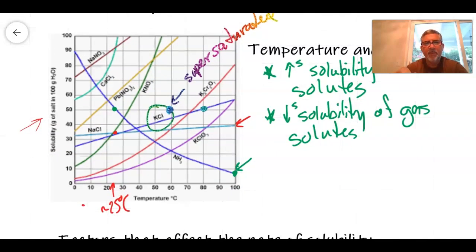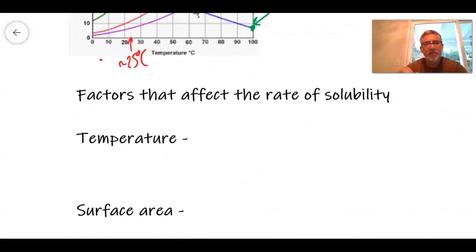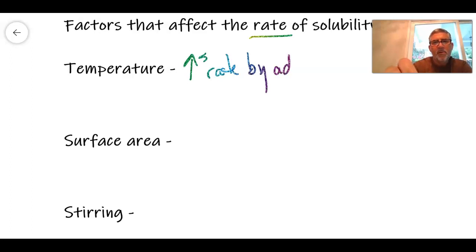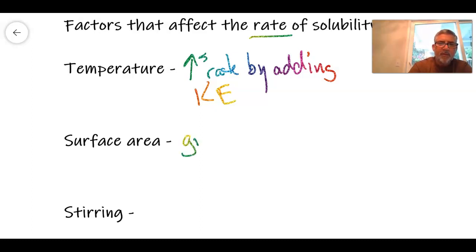All right, so for your lab, a couple other things that you need to know about. Factors that affect the rate. Remember, rate right here is how fast something happens. So temperature, and we'll give you these generalizations for solid solutes. Temperature increases rate by adding kinetic energy. So for solids, if I increase the temperature, I increase the rate of solubility. Surface area. So grinding.